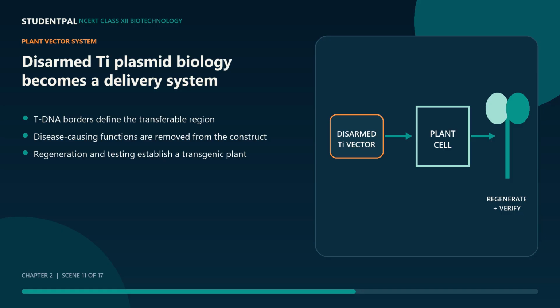But a transformed cell is not yet a complete validated crop. Selected cells must be regenerated into plants, the insert must be confirmed molecularly, expression and phenotype must be tested, and stable inheritance may need to be demonstrated. In a labeled flowchart, show engineered tDNA, bacterial delivery, plant cell entry, selection, regeneration and verification. Avoid saying that the entire tumor-inducing plasmid is simply inserted unchanged into the plant.